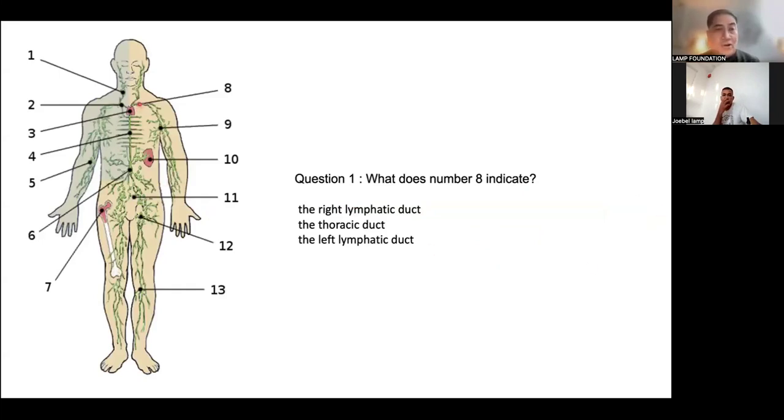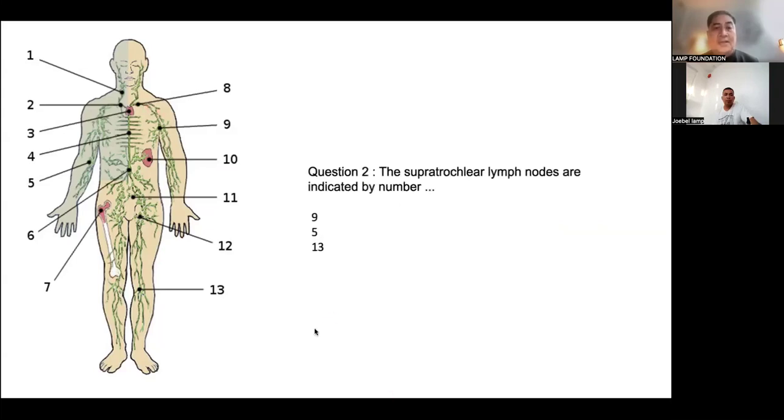Number 8, the left lymphatic duct. The supratrochlear lymph nodes are what number? Supratrochlear, number 5.